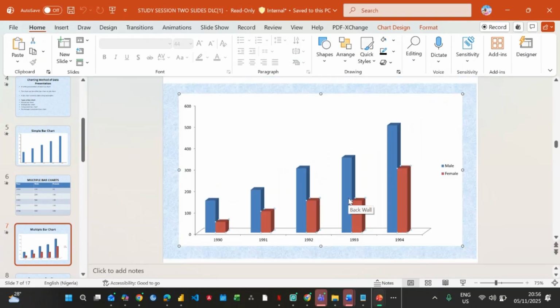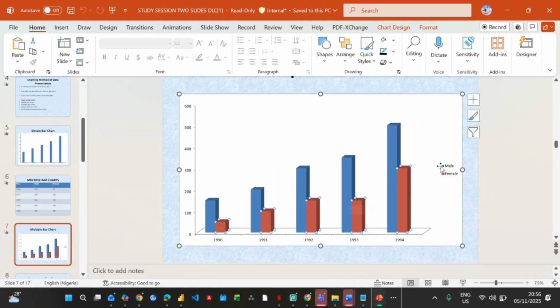So we have this as a multiple bar. You can see you have one, two, three. This chart you see here has what they call a legend or a key. Just like a map has a key that guides you to understand things on the map, it's the same thing with this, right?